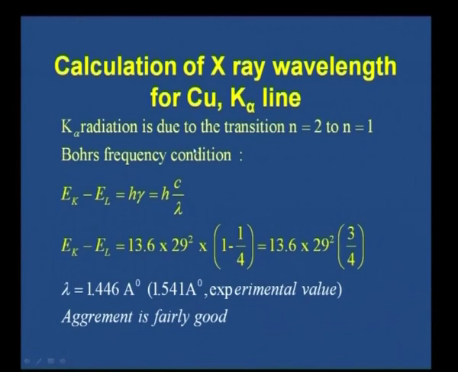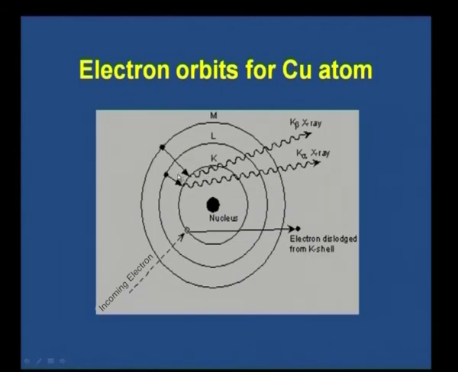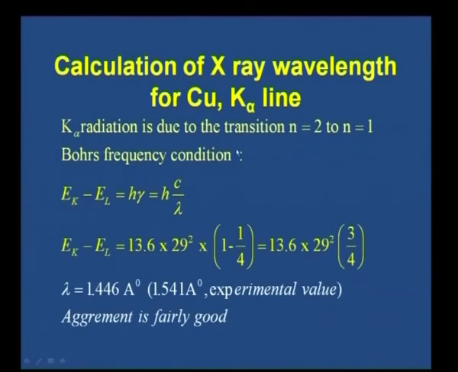So, the K alpha radiation is due to the transition n equal to 2 to 1, as I told you. K is n equal to 1, L shell is for which n is equal to 2. Therefore, the transition is from the L shell to the K shell.